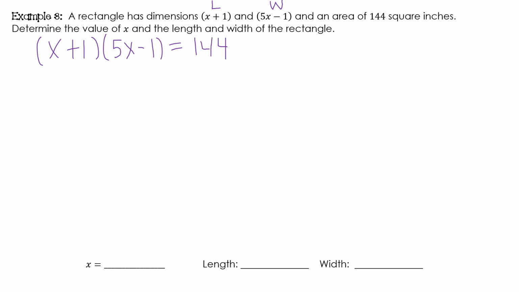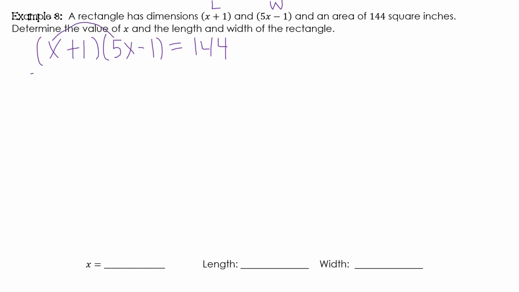So now to solve this, I need the equation to be equal to 0 so that I can use either the quadratic formula or factoring. You can't take the factors here and set them equal to 0 because the whole equation is not equal to 0. That method of solving by factoring, once it's factored, it has to be equal to 0 to solve that way. Okay, so I'm going to start by FOILing.